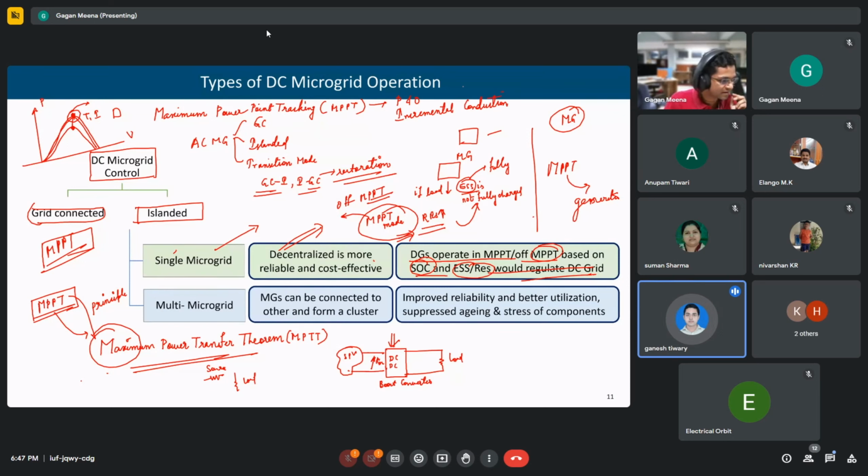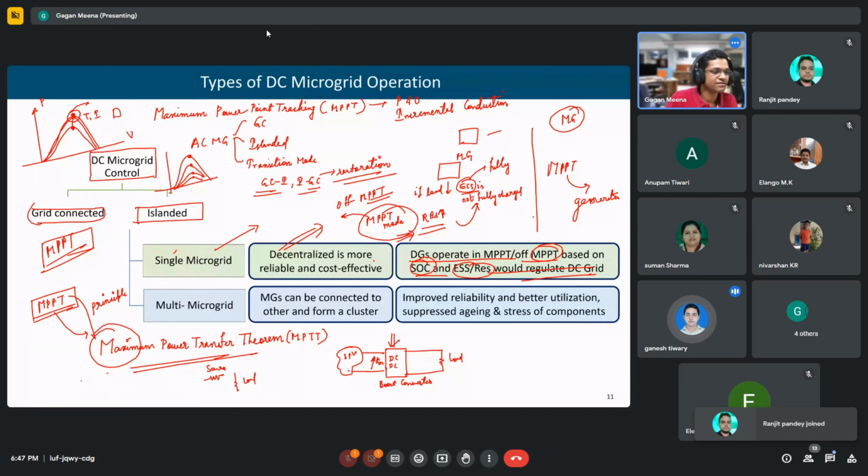Sir, for a wind turbine, how can we detect that MPPT point? For wind also we have such curves, the same thing. For each beta, for each pitch angle, and for different wind speeds we have these curves. So pitch control has to be done in such a way that we operate on this point.